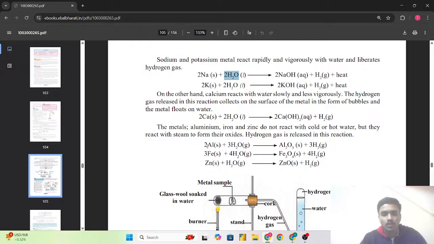Aluminium, when it reacts with water, leads to the formation of Al2O3, that is aluminum oxide, and hydrogen gas is evolved. Iron, when it reacts with H2O, that is water, leads to the formation of iron oxide or ferric oxide, Fe3O4, plus 4H2. Zinc, when it reacts with H2O, leads to the formation of zinc oxide and hydrogen gas is given out. So here, as we can see, different numbers of molecules of hydrogen gas are given out.